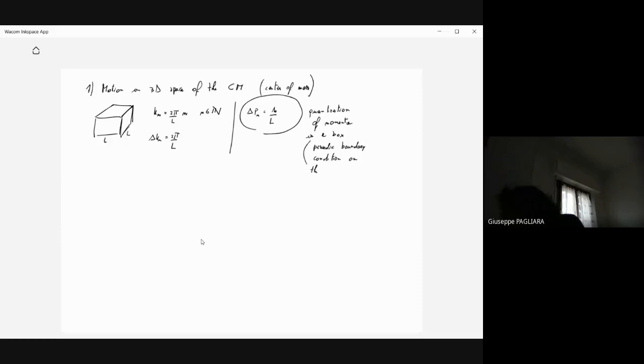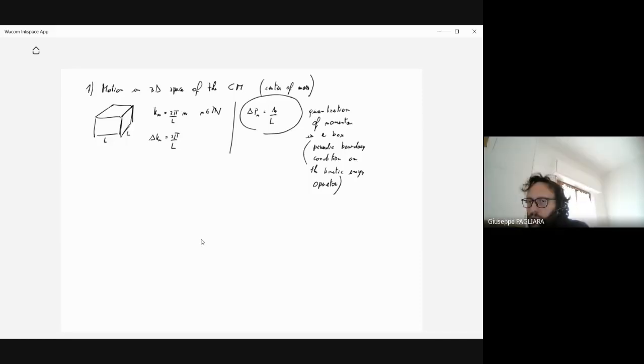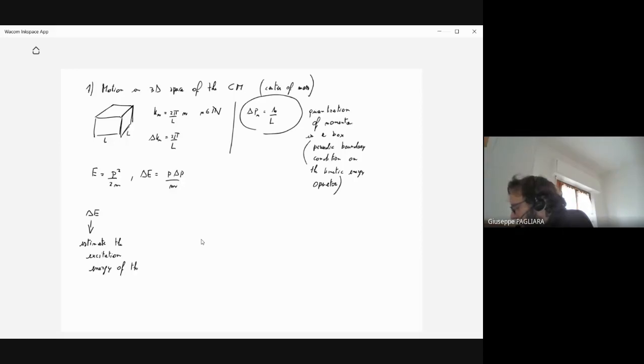On the Hamiltonian, or if you want, the kinetic energy operator. If you have just kinetic energy and you normalize the wave function in a box, you know that the momenta are quantized with a quantum which is h divided by L. Now, the energy E is p squared divided by 2m, therefore delta E is something like p delta p divided by the mass m. Therefore, delta E, and this is what we want to estimate, is the excitation energy of the translational degrees of freedom.